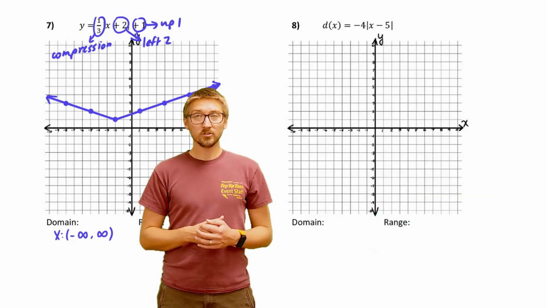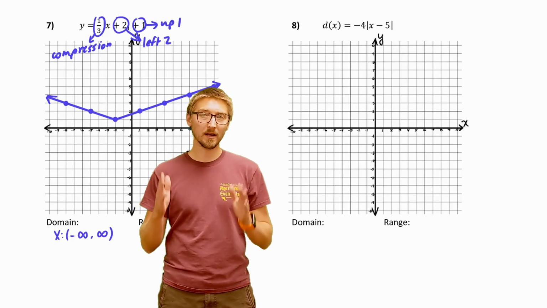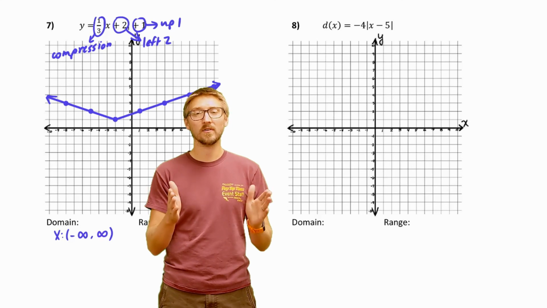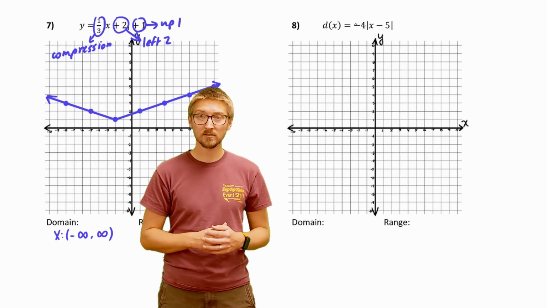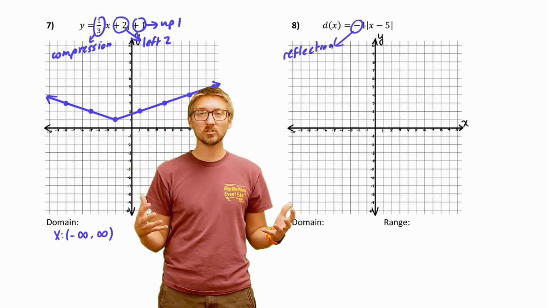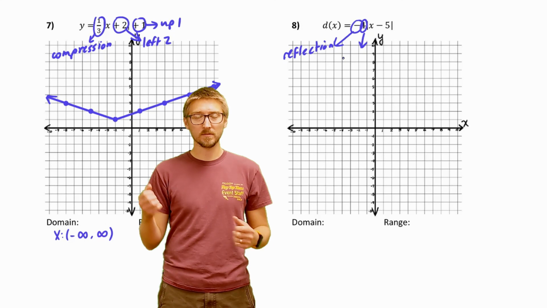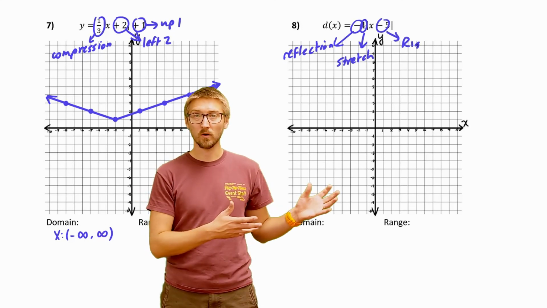The last graphing question, number 8, says d of x equals -4, and then the absolute value of x minus 5. All that is inside. The negative is a reflection across the x-axis. It'll be upside down, like an A. The 4 is stretching it, so it's 4 times as tall. This is a vertical stretch. The minus 5, which is inside, is just moving it right 5.